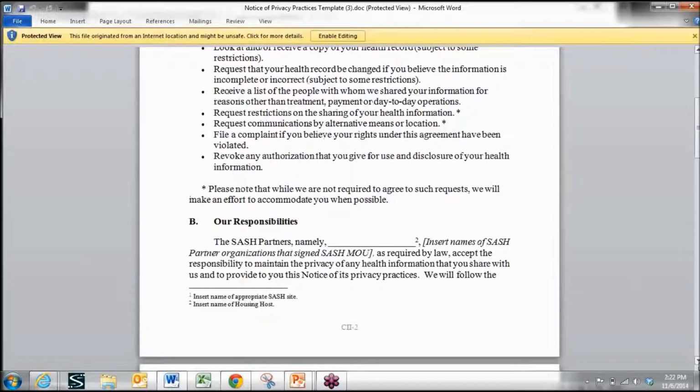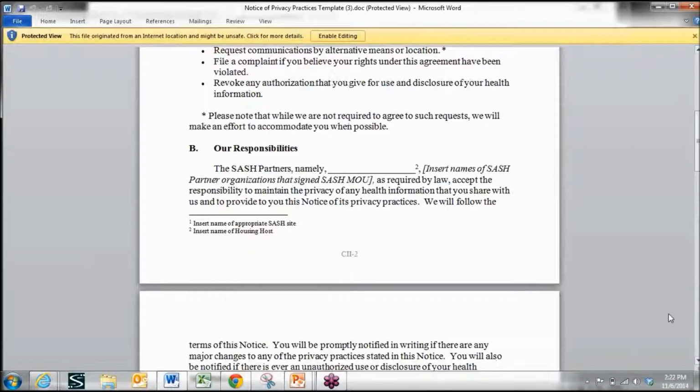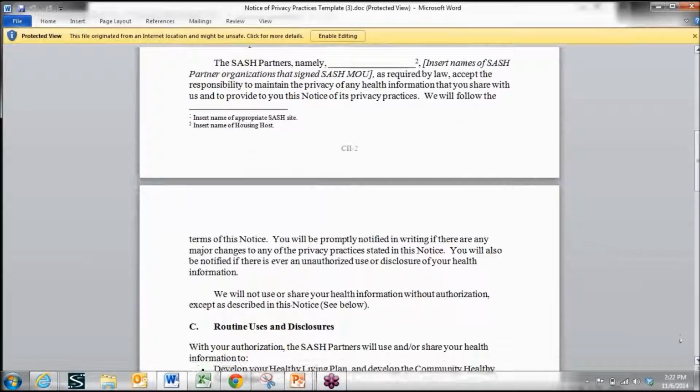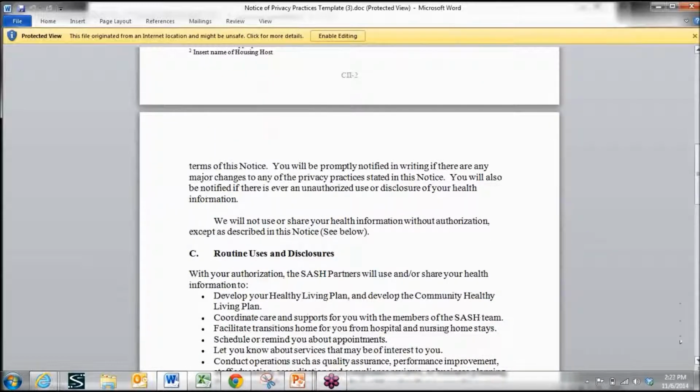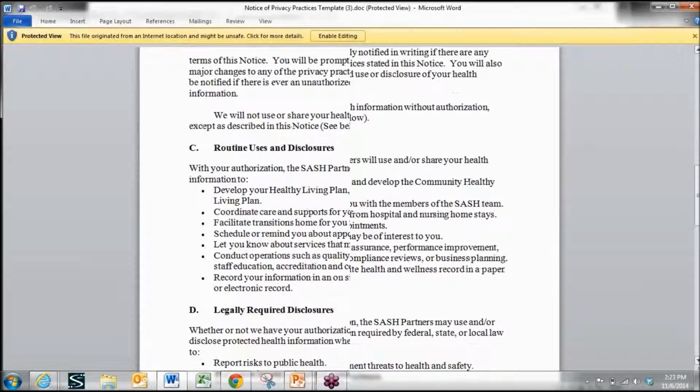Under Section B, it spells out our responsibilities to them. So again, you have to fill in the blank here. It says the SASH partners, namely, and then insert the names of all your SASH partner organizations here. And it tells them that we are all required by law to maintain the privacy of their health information in the manner that is spelled out in this notice. We're going to follow the terms of the notice. We're going to notify them if there's been any breach, and importantly, that we're not going to share their health information without their authorization.